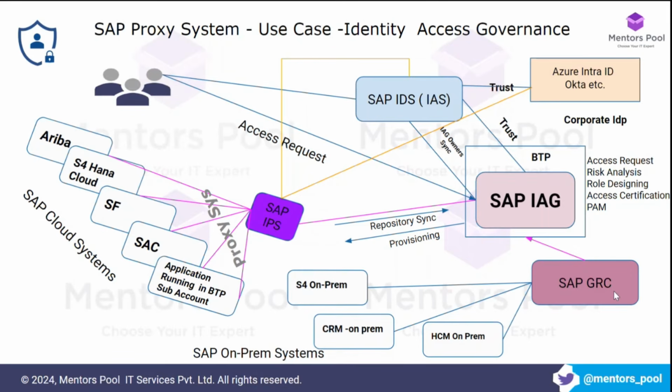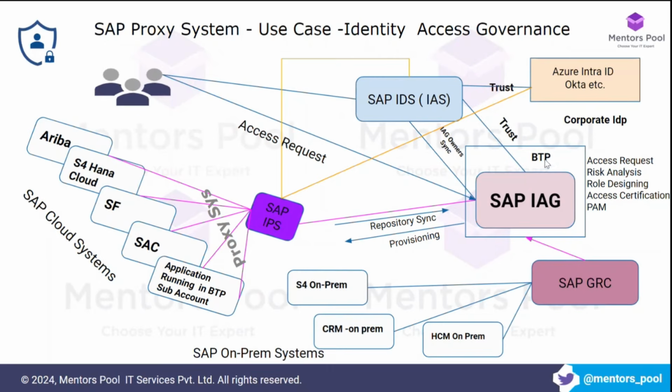So now they are saying do one thing. If you want to use GRC also for cloud systems, use IAG in between. What will happen? IAG will read all data from the cloud system through IPS and will send the data to GRC. GRC will then start doing the governance process, whatever task it does, access request, access risk analysis, whatever is possible for these cloud systems, and reply back to IAG.